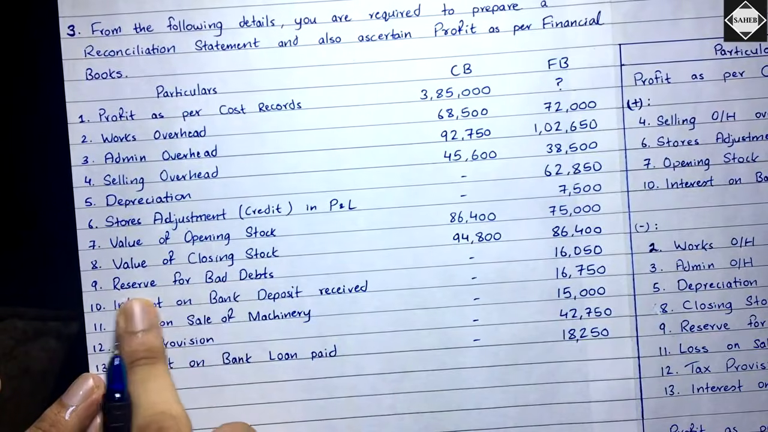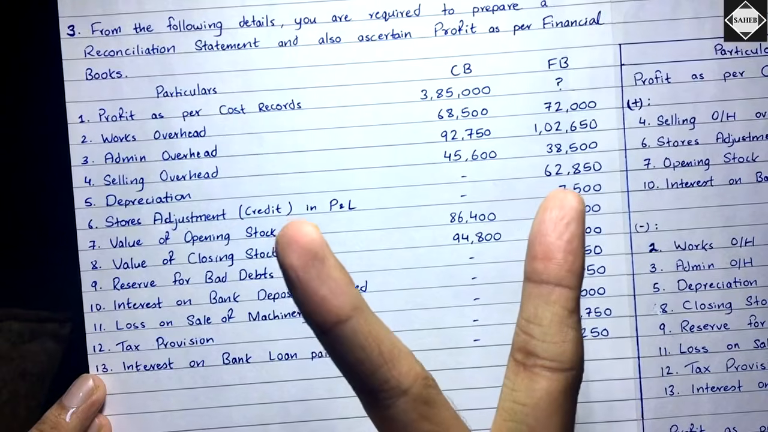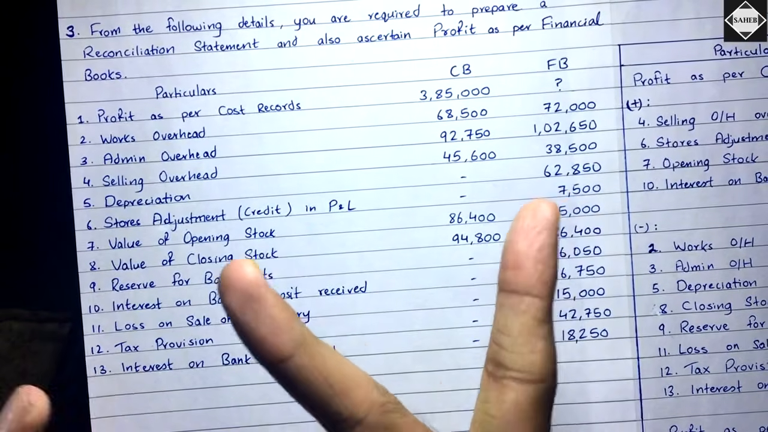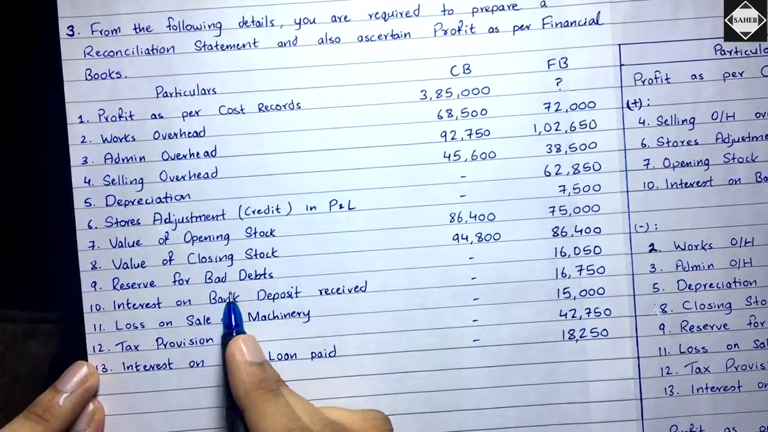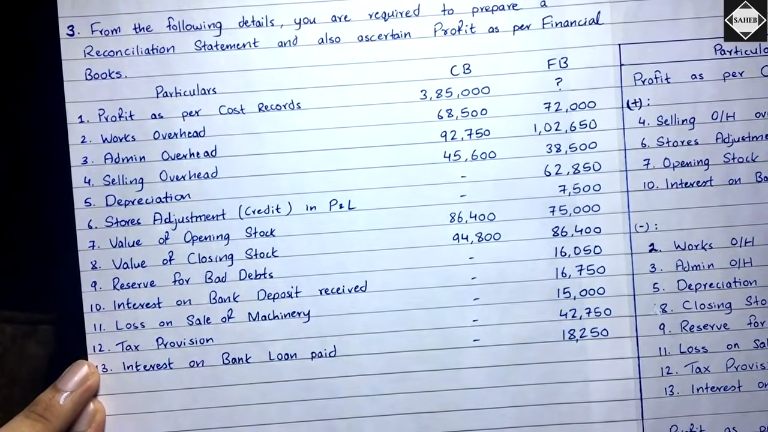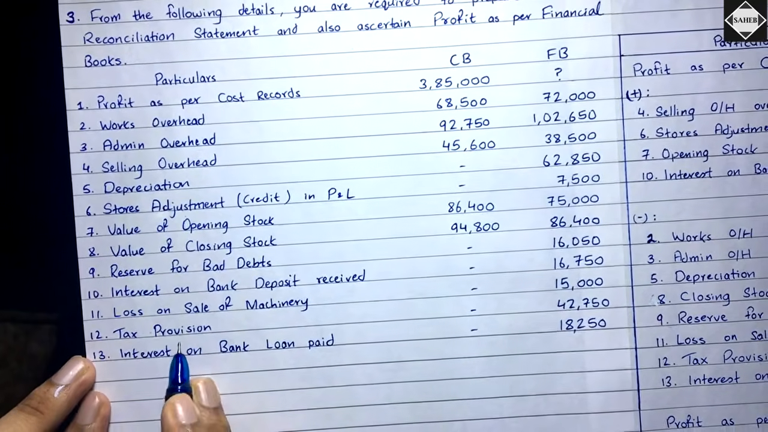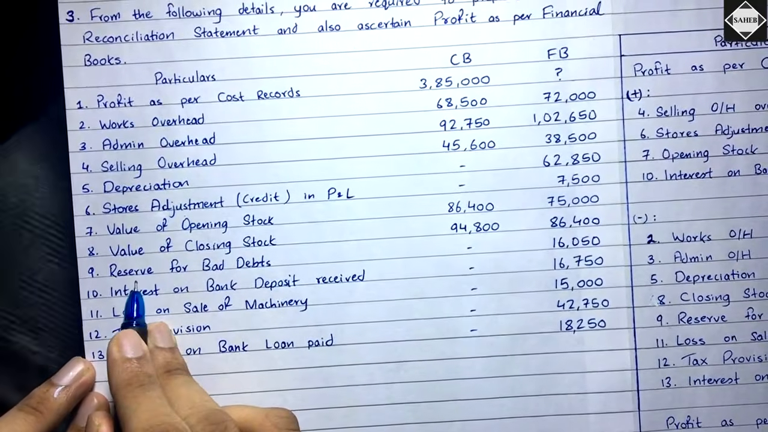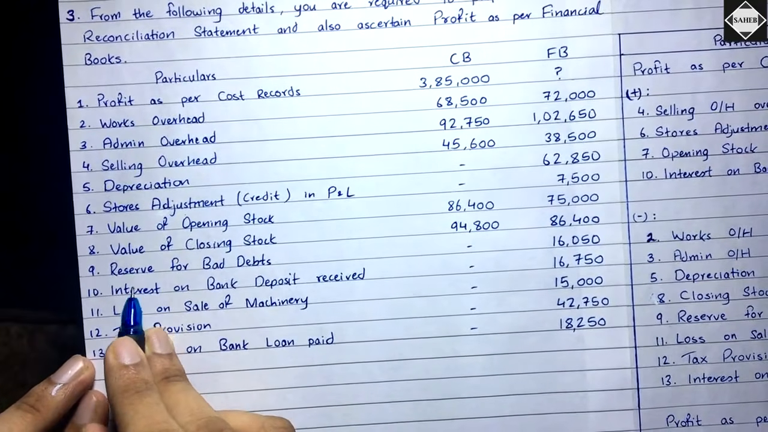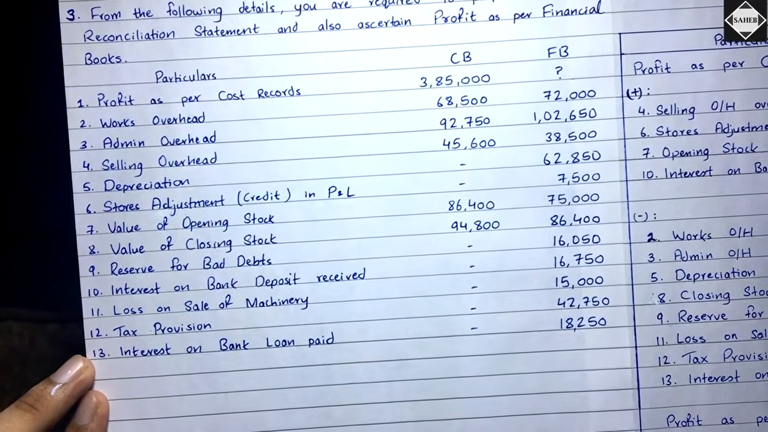See here. Now reserve for bad debts, is it an expense or income? Tell me. It's neither of those two. It's neither an expense nor income. Why? Because see, reserve for bad debt is what? It comes under reserves and surplus, isn't it? It is a reserve. Same with tax provision also. Provision is not a reserve actually, it's a liability. But this is a reserve. This is not your expense nor income. Same with the tax provision. Tax provision is also neither expense nor income.